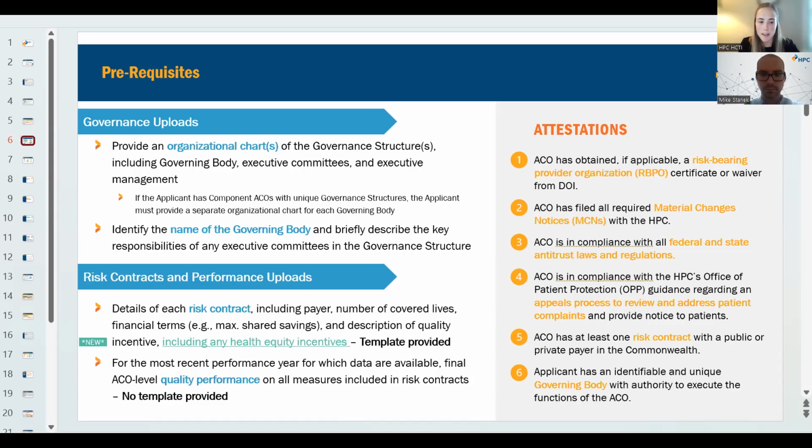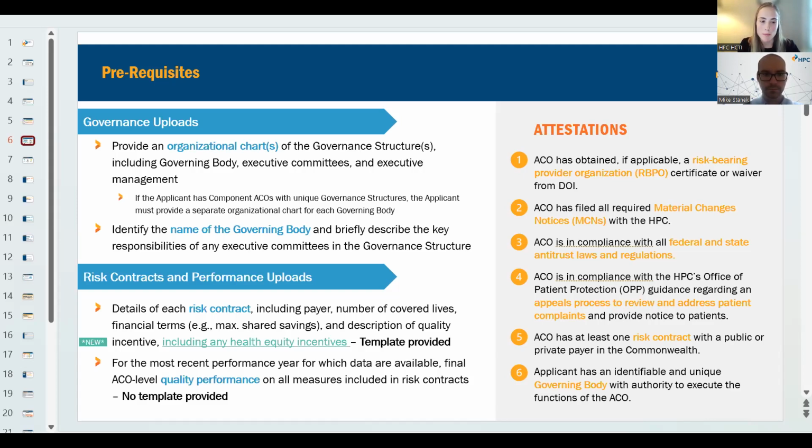On the left-hand side of the slide, you'll see the uploads that are required in the prerequisite section. So first, applicants will need to upload an organizational chart of the ACO's governance structure. This includes an identifiable and unique governing body, any executive committees, and demonstration of how each of those bodies are managed within the ACO. So if your organization has component ACOs, you will need to provide a separate organizational chart for each ACO governing body.